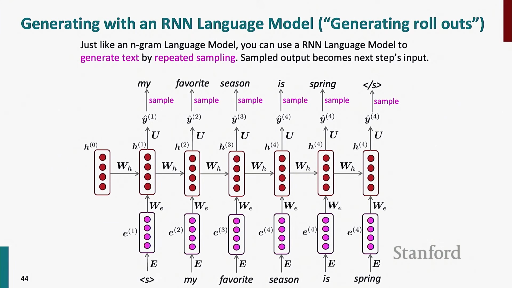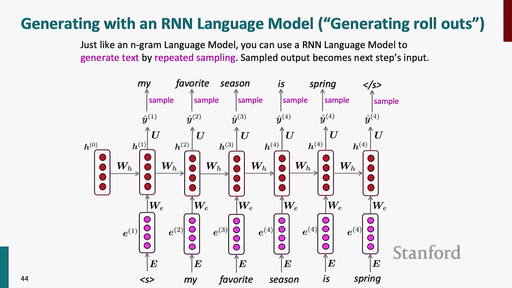And normally you want to stop at some point, and the way we can stop is to have a second special symbol, the angle brackets /s, which says end of your sequence. So we can generate an end of sequence symbol, and then we can stop. Using this, we can generate pieces of text.